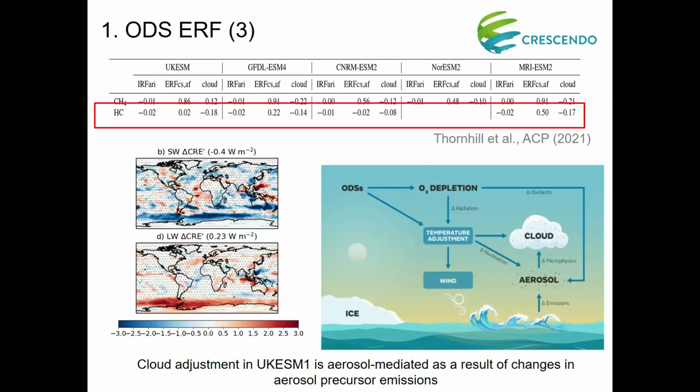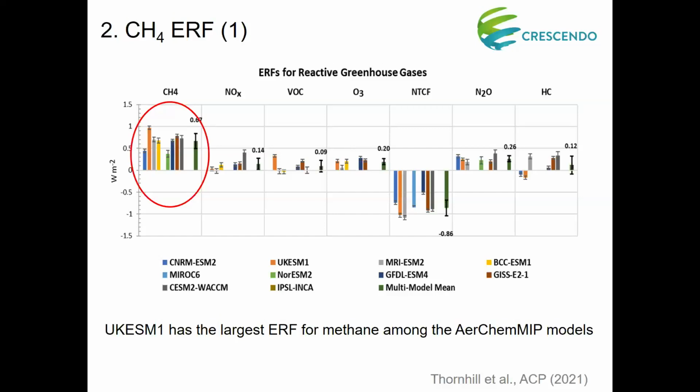So now let's turn our attention to methane. Again, this is the same plot that we've seen before, but now I'd like you to focus on the left-hand side, where Gillian is showing the estimates of the effective radiative forcing from methane, from all the models that contributed to AerChemMIP for the methane experiment.